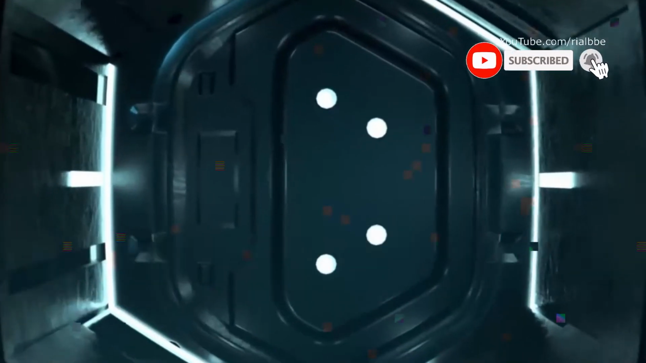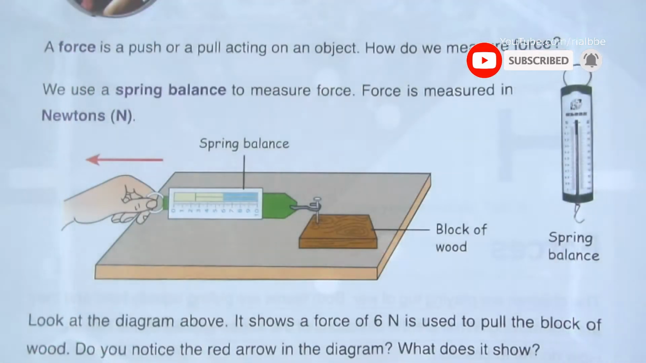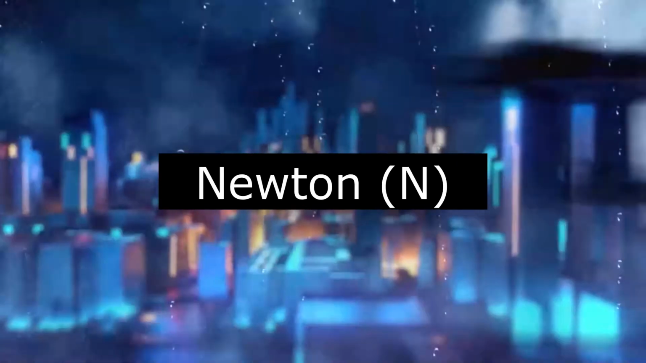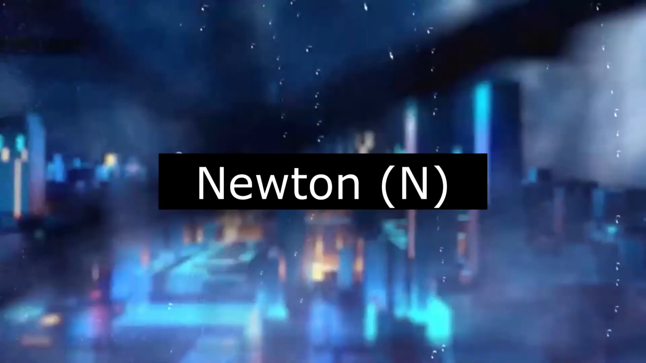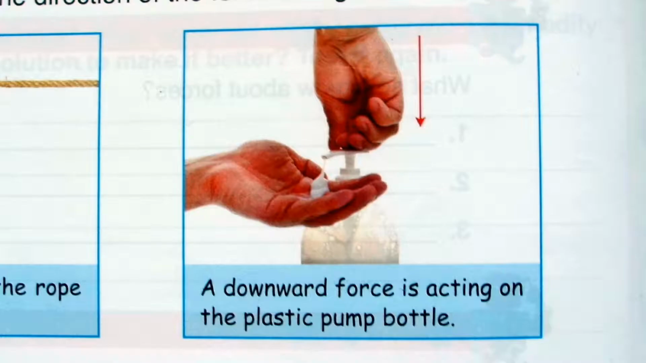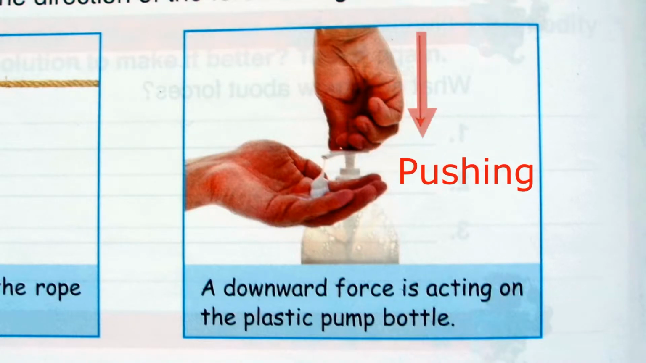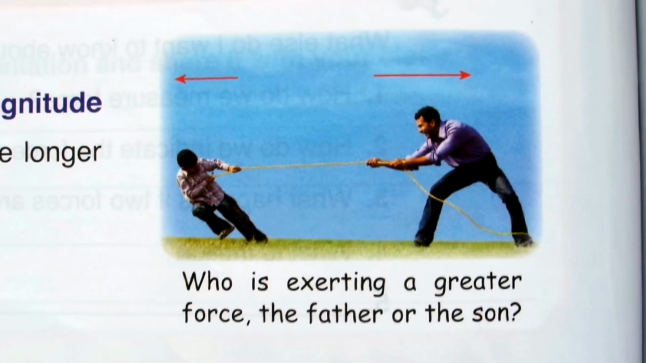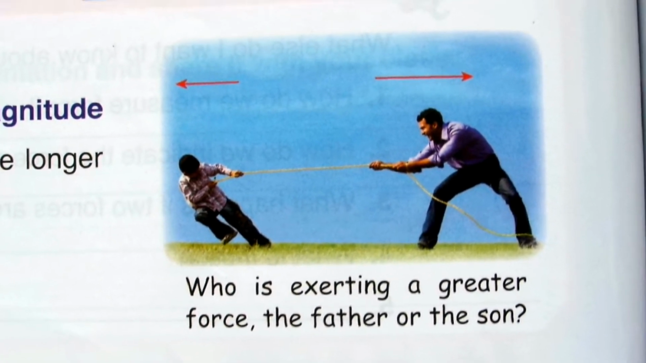How can we measure force? We can use the spring balance to measure force. Force is measured in newtons. It is represented by a capital letter N. We can use an arrow to show the direction of the force acting on an object. Then, the length of the arrow will show the magnitude of the force acting on the object. The longer the arrow, the greater the force.